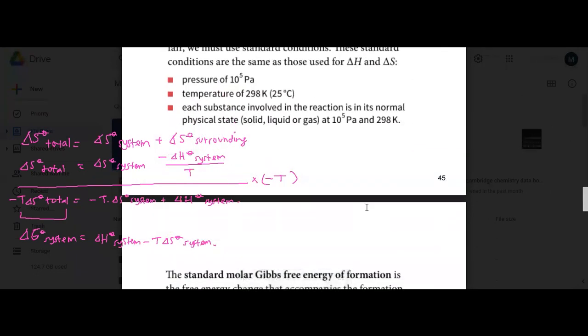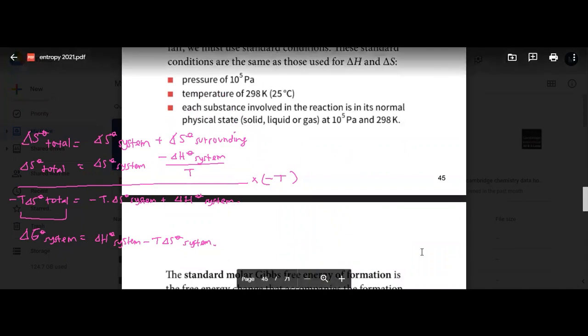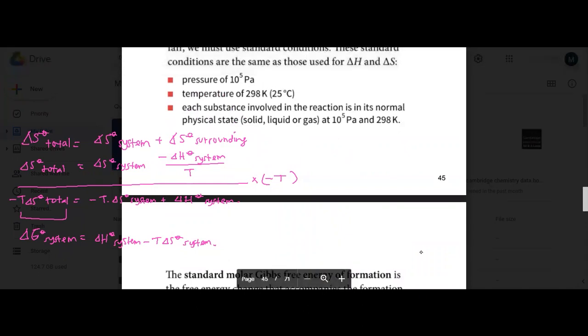Okay, what are the standard conditions? You can see the symbol. This is the symbol for standard conditions. So what are standard conditions? The pressure should be 10 to the power 5 Pascal. The temperature is 298 Kelvin or 25 degrees Celsius. And the substances involved in the reaction are in their normal physical state at this pressure and this condition.